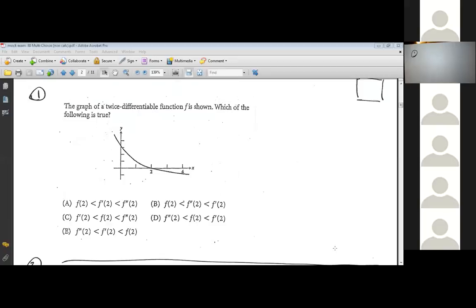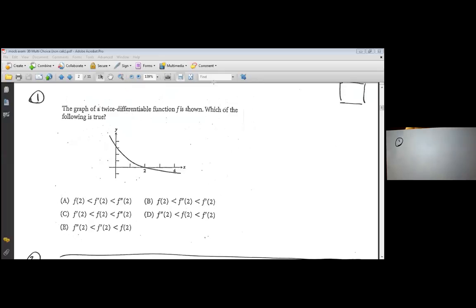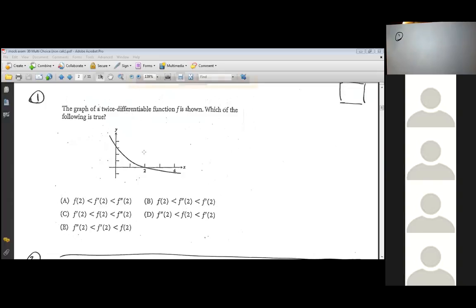Say which one of the following is true. So the only way you're going to know about what is true is to read the choices. And when I read the choices, I'm saying, I don't know what's going on here, but it's a comparison of sorts between F, F prime, and F double prime. They want me to compare them.